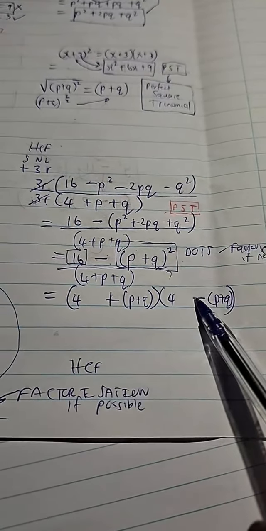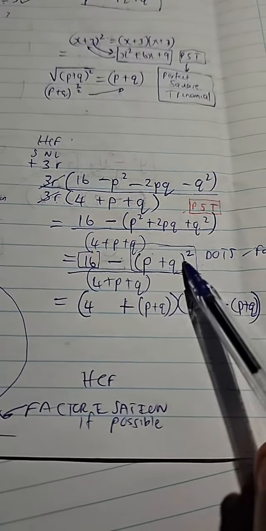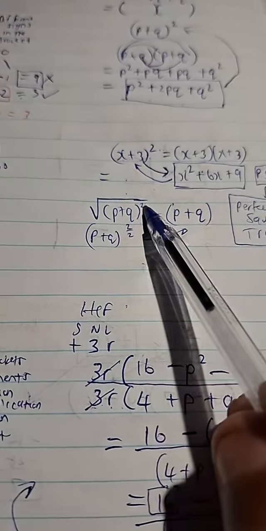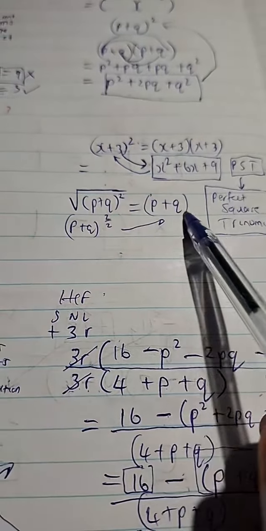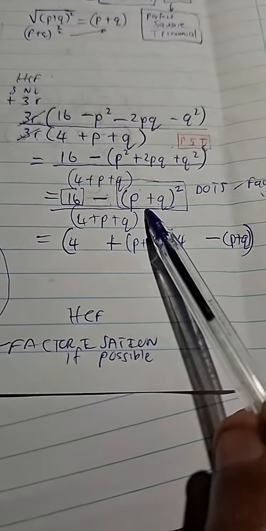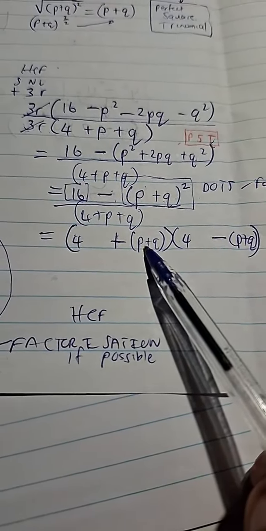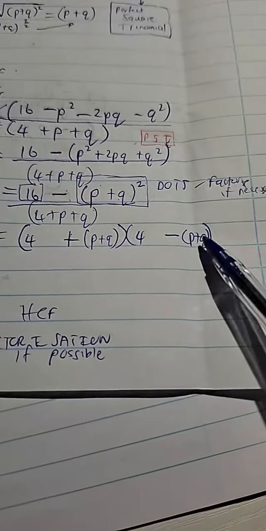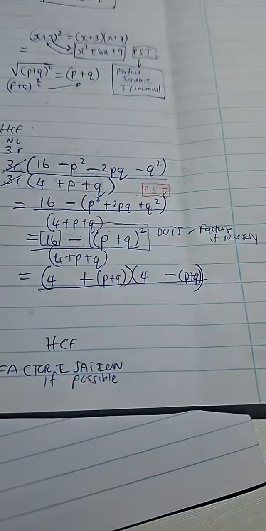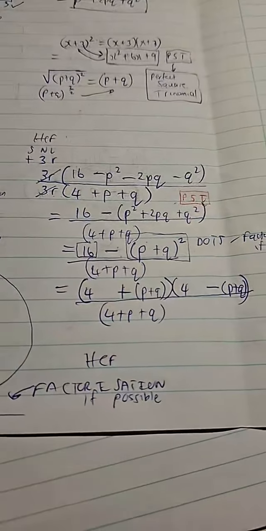One positive, one negative. Then we take the square root of the second term, which is our perfect square, which is p plus q, the whole thing squared. What is the square root of p plus q, the whole thing squared? It gives us the answer of p plus q. So therefore we write what as our second term in each bracket? We write p plus q and p plus q in brackets. But that is all over what, guys? It's over 4 plus p plus q.